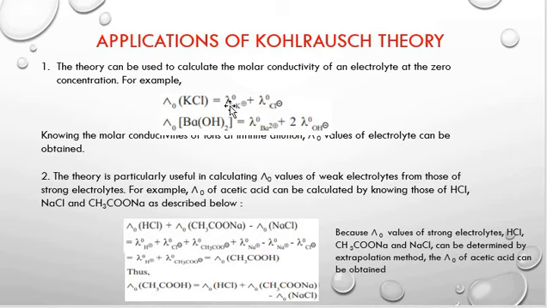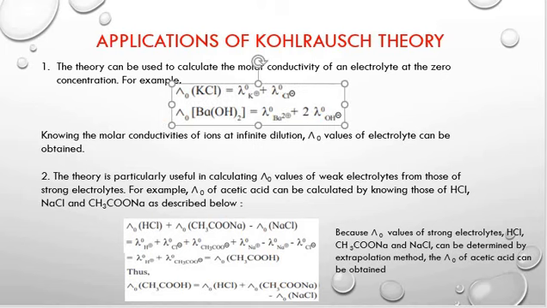But if I am talking about barium hydroxide, it produces one barium ion and two hydroxide ions. So there is 1 mole of barium and there are 2 moles of hydroxide ions. In this way I will calculate lambda naught for barium hydroxide.